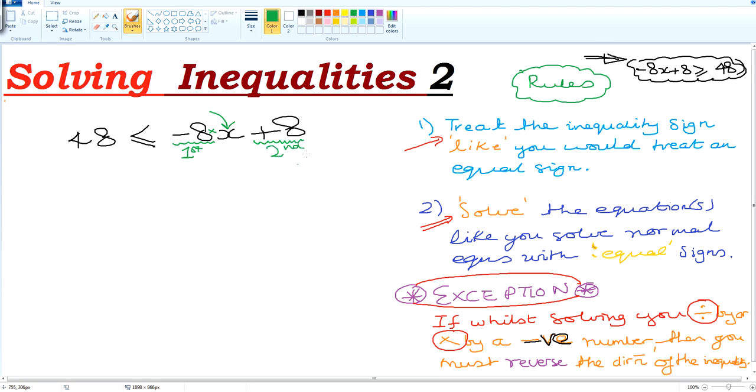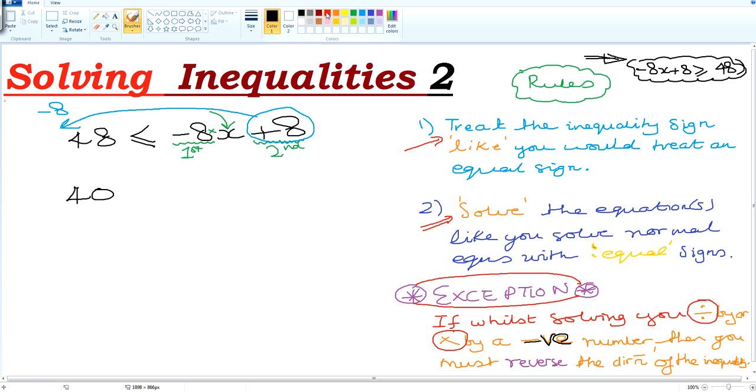Now, when we solve any equation, we always move the last action first, which in this case is the second action. So, second action, grab it by the scruff of the neck, plus 8. Take it over the inequality sign. Treat the inequality sign as though it was an equal sign for the moment, for the purpose of solving it. It's still there as it is. Opposite of add 8 is minus 8. What is 48 minus 8? 40, well done.